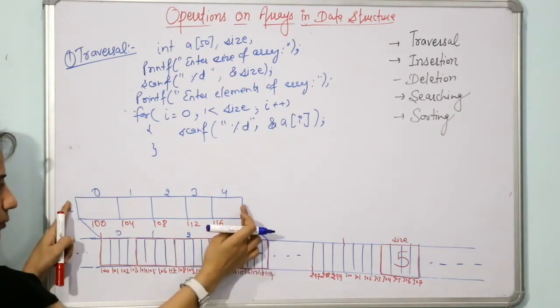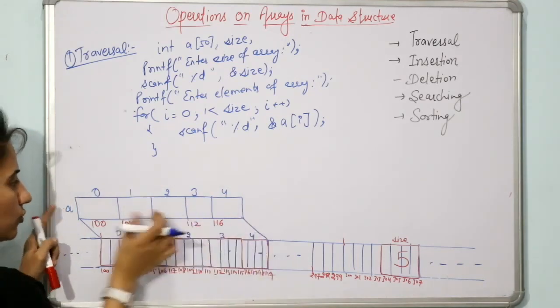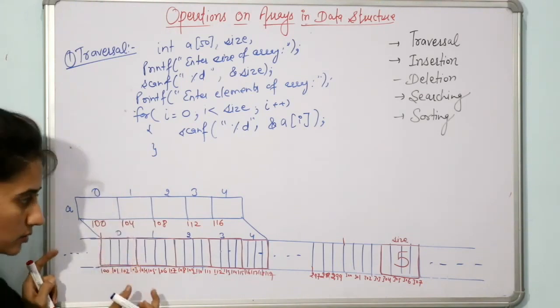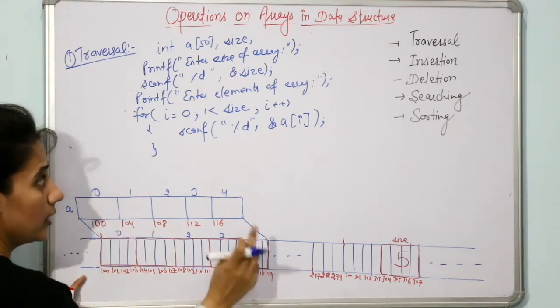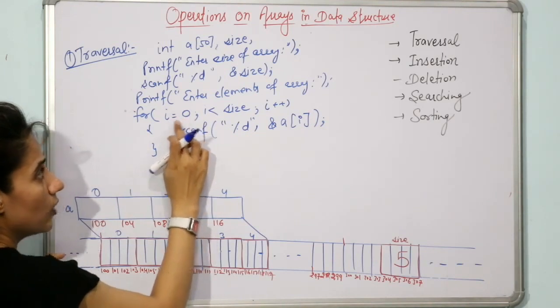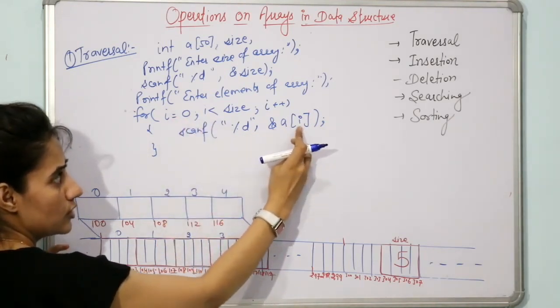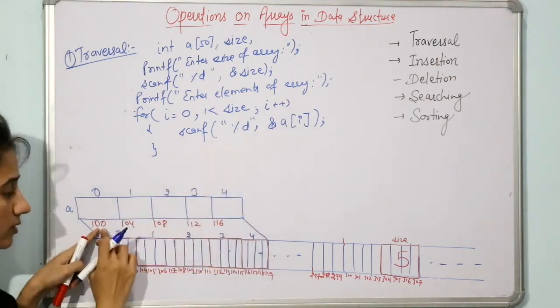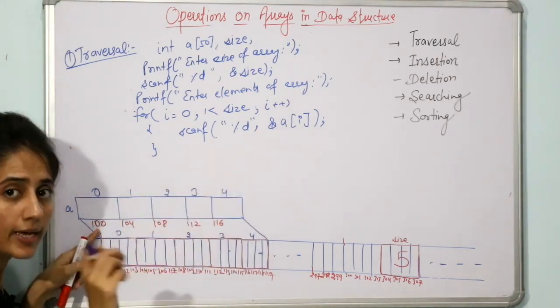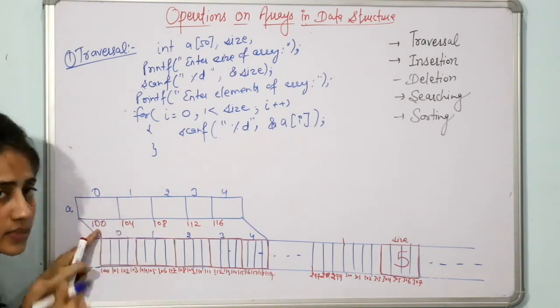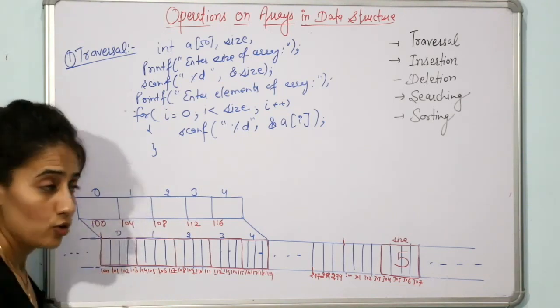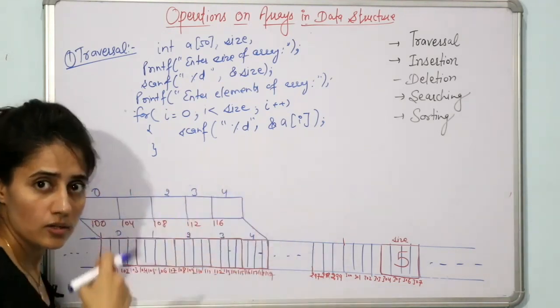This is how I am going to represent it. 0, 1, 2, 3, 4. Each block is having these 4 bytes. Fine. So this address is to be allocated. Now when I value is 0, then value would be stored at address of a of 0. Address means at value 100, a of 0 means at this index. Fine. So now user will insert the values.